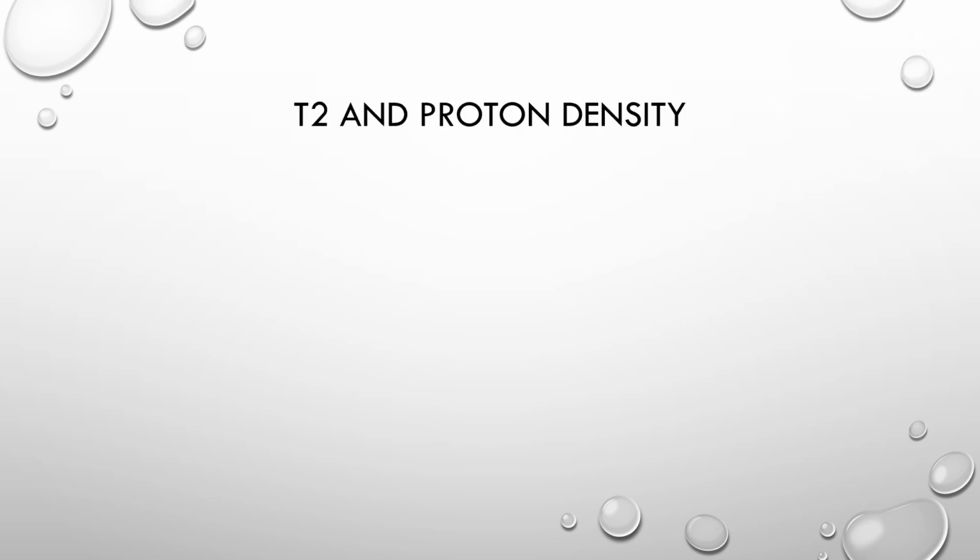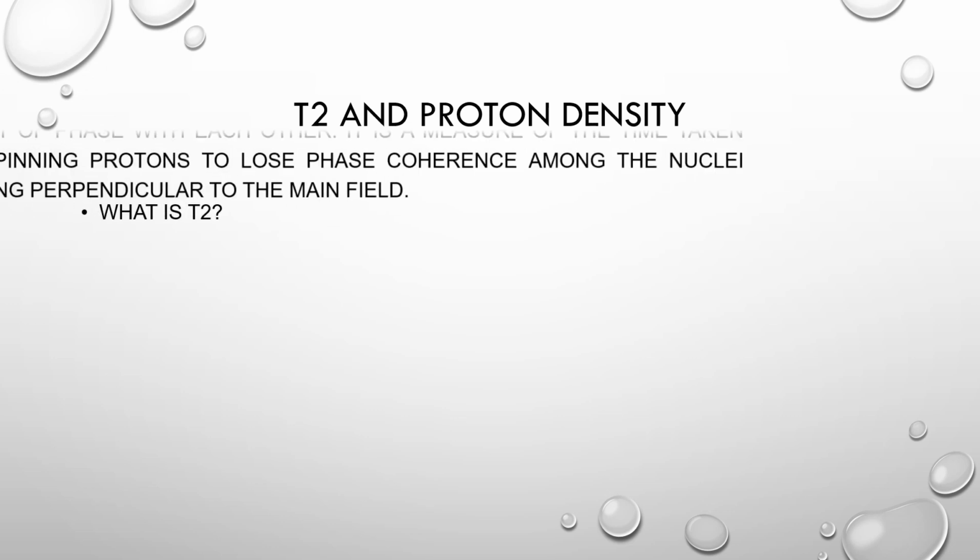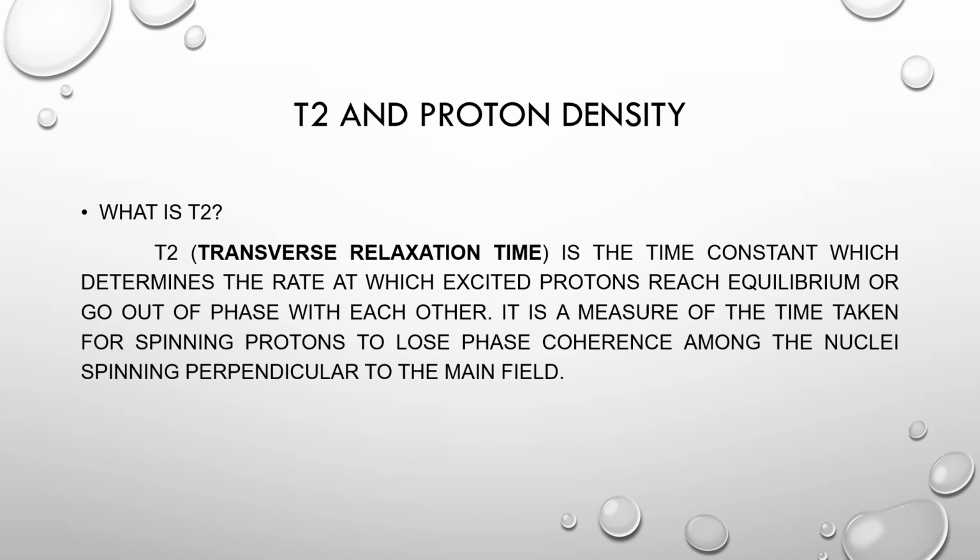T2 and proton density. By the way, what is T2? T2 or transverse relaxation time is the time constant which determines the rate at which excited protons reach equilibrium or go out of phase with each other. It is a measure of the time taken for spinning protons to lose phase coherence among the nuclei spinning perpendicular to the main field.